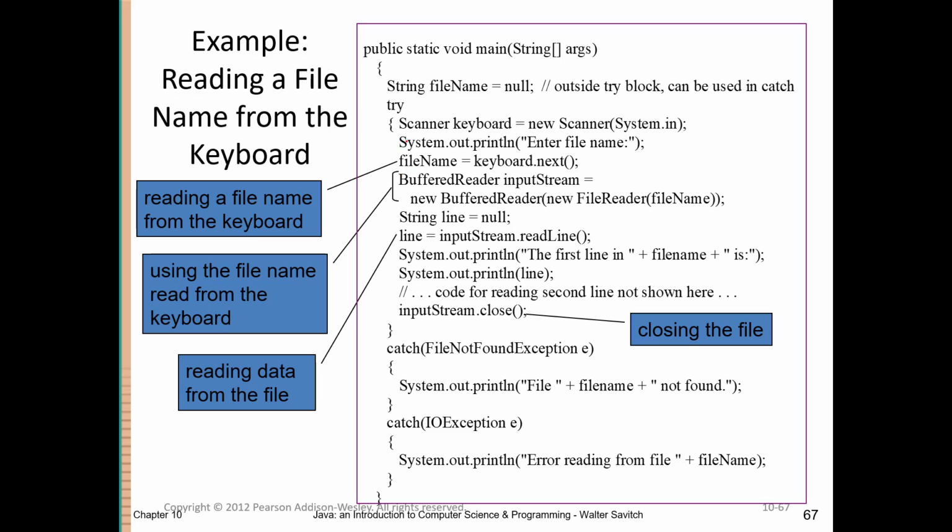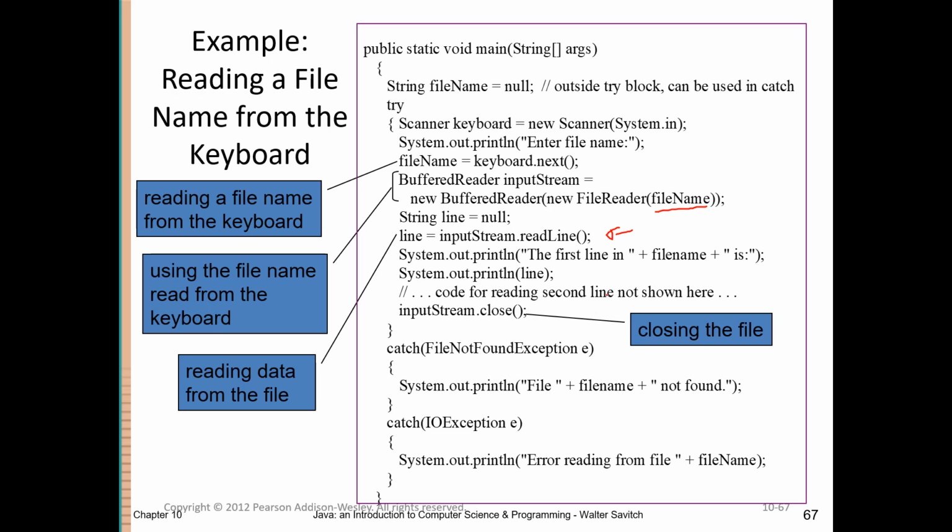Okay, let's have a look at this code. Now we have here the Scanner that reads from the keyboard. This is just to read the file name from the keyboard, and this file name is going to be used; we use the BufferedReader to open it. I don't know what the file is because the user is going to tell us the name of the file. And then we try to read the line.